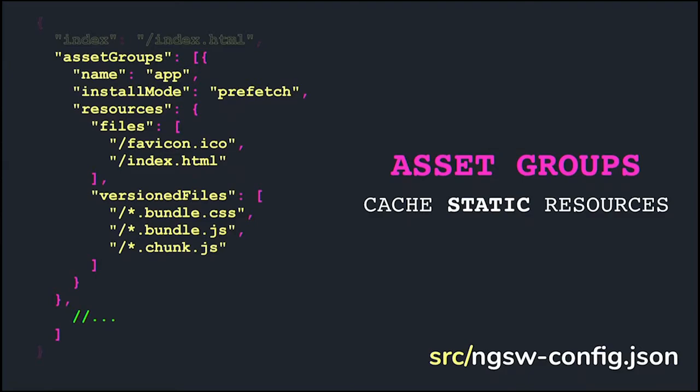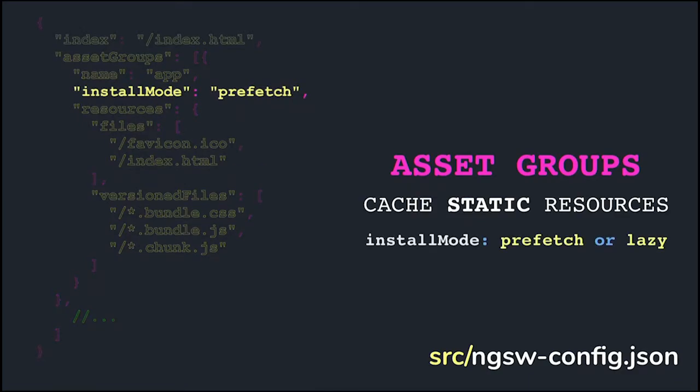The next thing is an array of objects called asset groups. These are the groups of assets that define static resources. In other words, here is where you define your application shell. For every asset group, besides giving it a name, you can give it an install mode attribute. Install mode tells Angular how you want those files pre-cached. You can specify prefetch, or you can specify lazy.